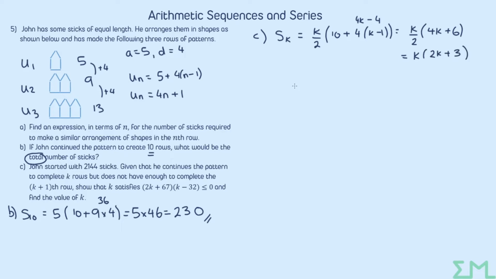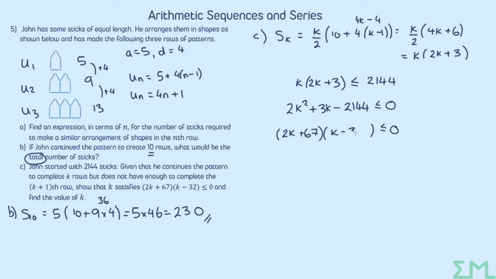Okay, so if we can complete the kth row, then it must mean that the number of sticks required to get up to that row must be less than or equal to the number of sticks that we have. So if we sort this out, we're going to have 2k squared plus 3k minus 2,144. And really here we're just checking that this does indeed factorise to what's given in the question. So they're suggesting (2k + 67) and (k - 32).